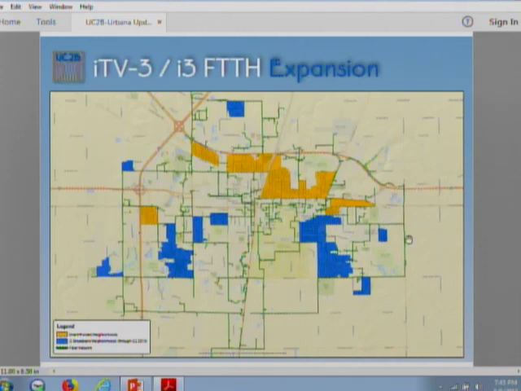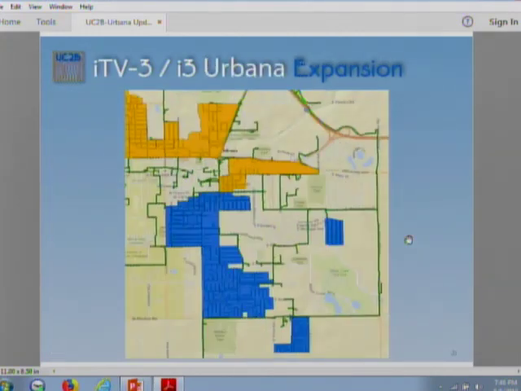And you can see on this map quickly, the yellow areas or the orangish areas are what the grant paid to build in terms of fiber to the home. The blue areas are what was built by ITV3 and i3. And this is really just the Urbana sections and gives you a better idea of what it looks like in Urbana. There's a lot of Urbana that now has fiber to the home, either through the grant or through what i3 has done. And that's good.